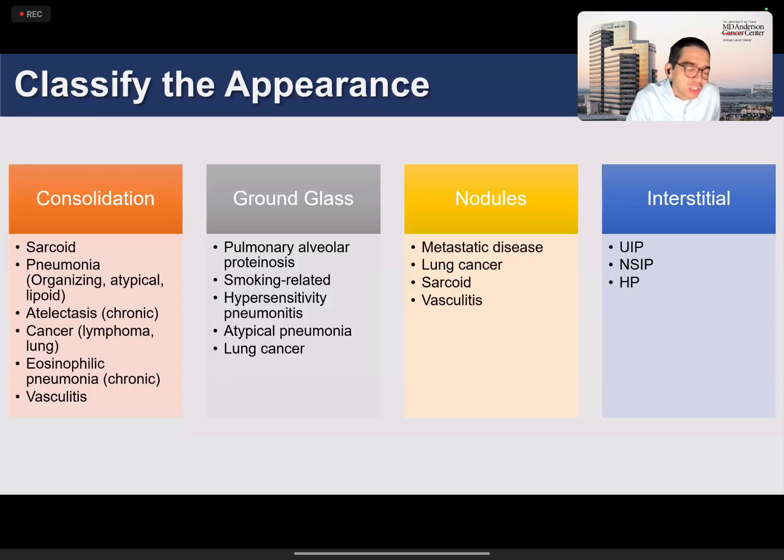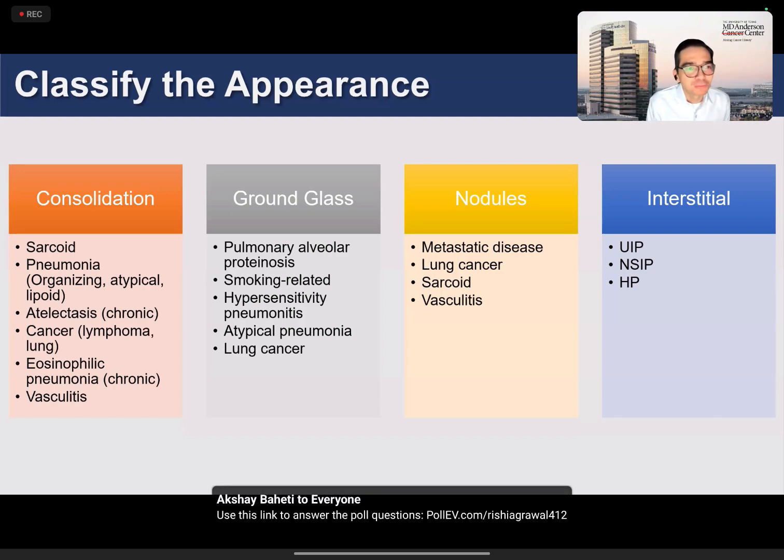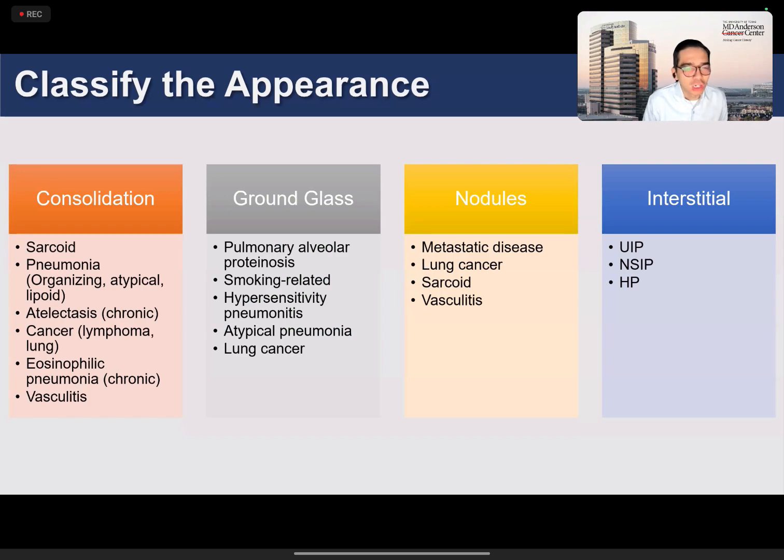And the first thing that you want to do when you're looking at a chronic airspace process is classify the appearance. And here I'm talking about what finding do you see? Is it more of a dense consolidation, or is it more of a ground glass opacity, or is it more of a nodular or interstitial? And in this particular talk, I'm going to be focusing on these two abnormalities, consolidation and ground glass.